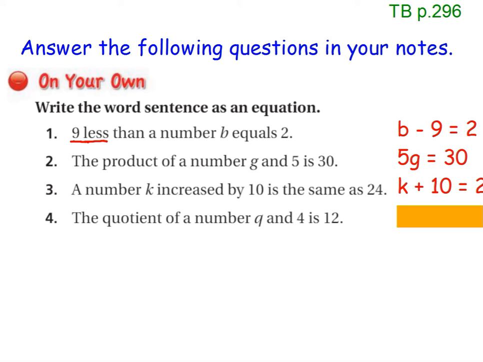And then quotient equals divide, so q divided by 4 equals 12. Remember, if you wrote it as a fraction, that would be just fine too, because a fraction is simply a division problem.